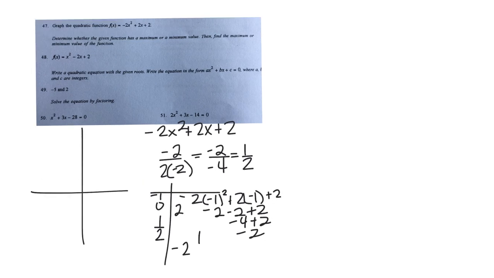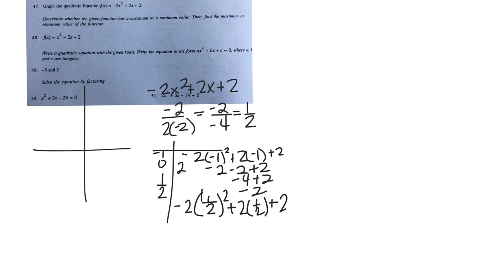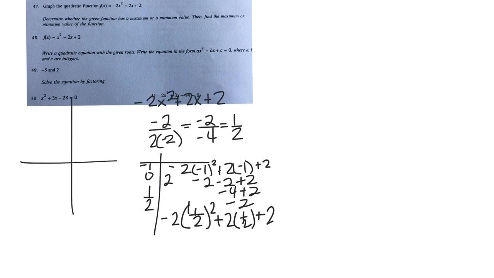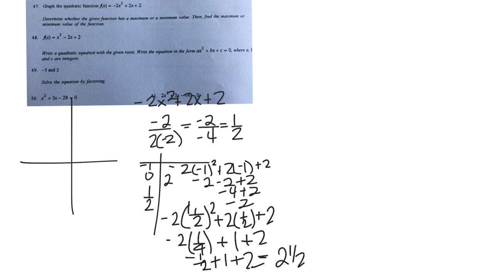Negative 2 times 1/2 squared plus 2 times 1/2 plus 2. And that is negative 2 times 1/4 plus 1 plus 2. And 2 times 1/4 is 1/2, so that's negative 1/2 plus 1 plus 2, and that is 1/2 plus 2, which is 2.5.